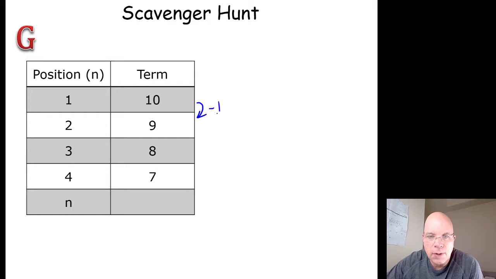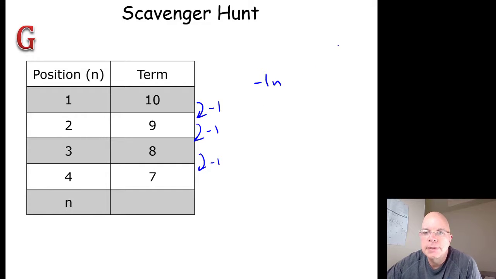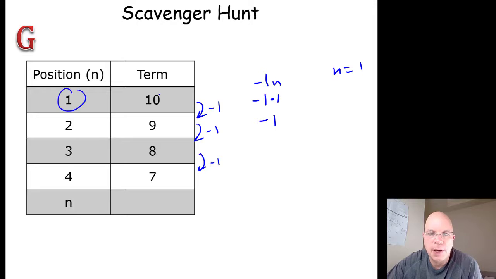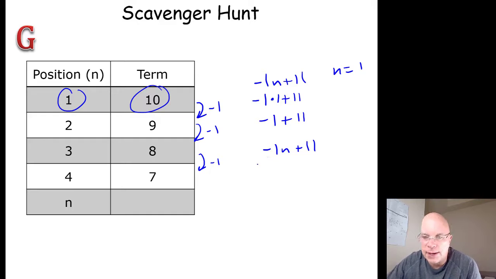G, I'm going down by 1 each time. Minus 1, minus 1. So negative 1n. When n is 1, that would be negative 1 times 1, which is negative 1. But I need it to be positive 10, so I need to add 11. Negative 1n plus 11. Also, we probably wouldn't write negative 1n, because negative 1n is just negative n plus 11.